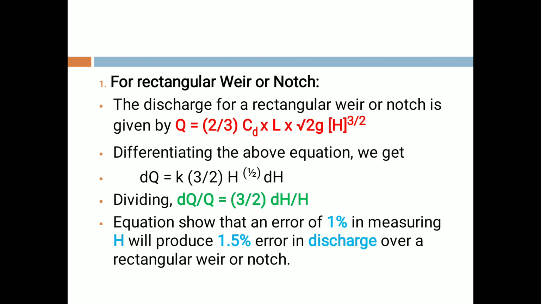Dividing, dQ by Q is equal to 3/2 into dH by H. The equation shows that an error of 1% in measuring H will produce 1.5% error in discharge over a rectangular weir or notch. So, this is the one case for rectangular weir or notch.